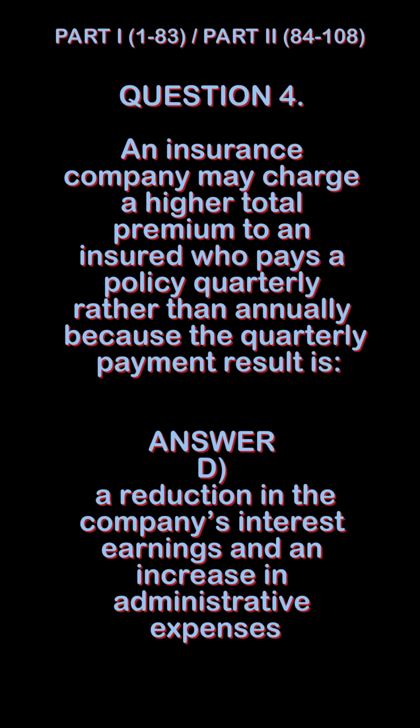Question 4. An insurance company may charge a higher total premium to an insured who pays a policy quarterly rather than annually because the quarterly payment results in answer D, a reduction in the company's interest earnings and an increase in administrative expenses.